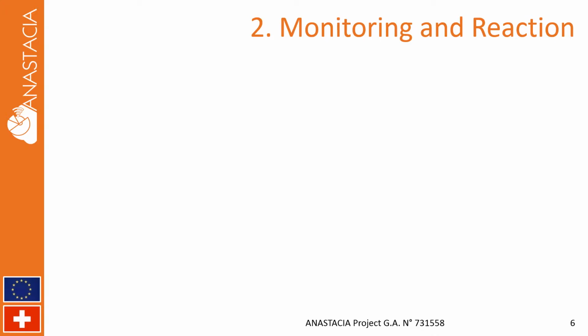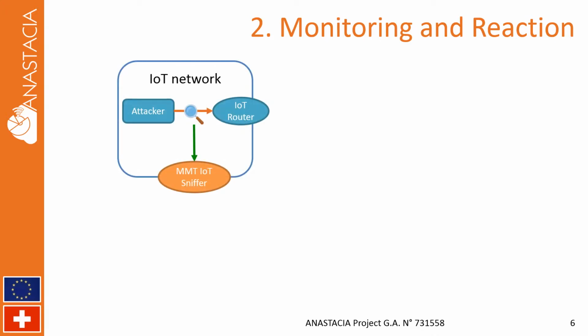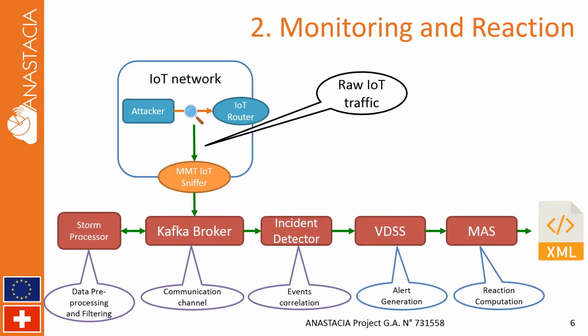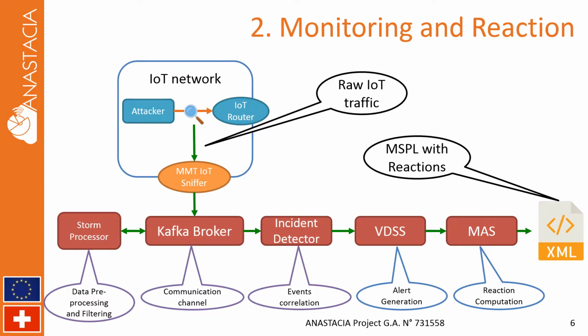At this point, we have an emulated IoT network that contains an attacker and an IoT router. We will now start the MMT IoT sniffer that will start monitoring raw IoT traffic. This software will extract security information that will be fed directly to the ANASTACIA platform. The ANASTACIA chain will be able to detect the incident and generate the proper countermeasures for the ongoing attack in the form of an MSPL file that contains the reactions to be deployed.